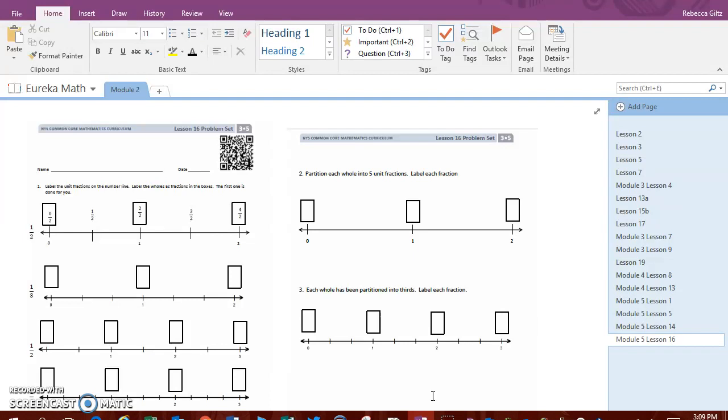Today's lesson is actually more on the number line, but we're going to go a little bit farther than we've gone in the past. So if you were to look at problem number 1, it says label the unit fractions on the number line. Label the wholes as fractions in the boxes. The first one is done for you.